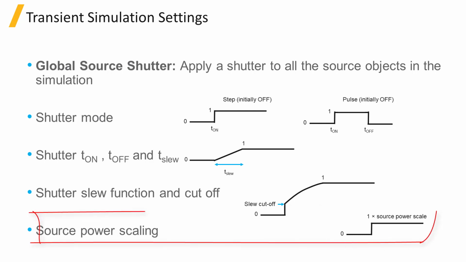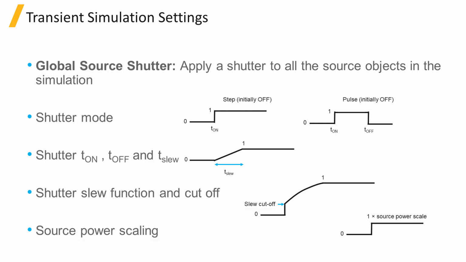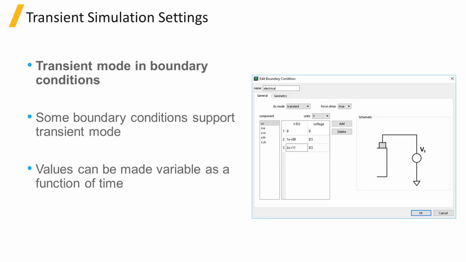Source power scaling option can be used to scale the amplitude of the source. By default, the value is set to 1, which means there is no scaling. In addition to the settings available for sources and the solver, when performing transient simulations, some of the boundary conditions offer a transient mode which can be used to make the boundary condition variable in time. These settings are available from the property editor window for each boundary condition object.